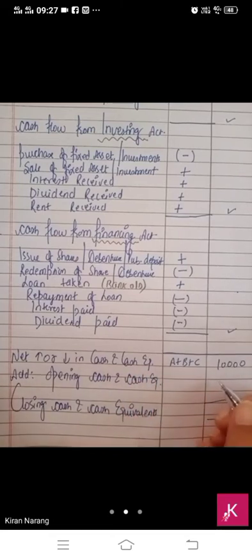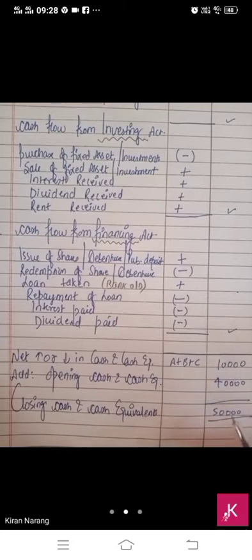So suppose 40,000 is given in the opening. Closing will be given to you and you have to cross check whether ABC is correct or not. 40,000 will be given to you, 50,000 will be given to you.